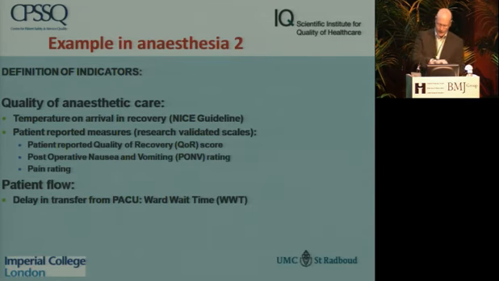Our definition of the quality indicators was that we would look at various indicators of quality of anaesthetic care collected in the post-operative recovery unit. So temperature on arrival in recovery in accordance with NICE guidance, and patient-reported measures based upon research-validated scales, a standard quality of recovery score and patient-reported post-operative nausea and vomiting and pain. In terms of patient flow, we actually measured the delay in transfer from the post-operative recovery unit to the post-operative surgical wards, a metric which we called ward wait time.